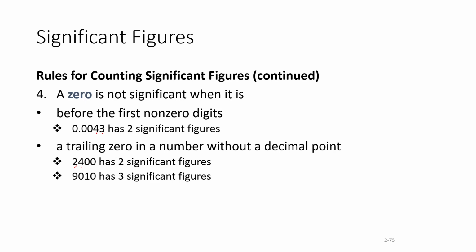9010 has 3 significant figures. The 9 and the 1 are non-zero digits, and that makes them significant. This makes a zero sandwich, and this is a trailing 0, which does not count.